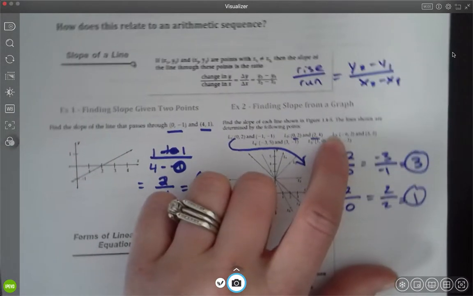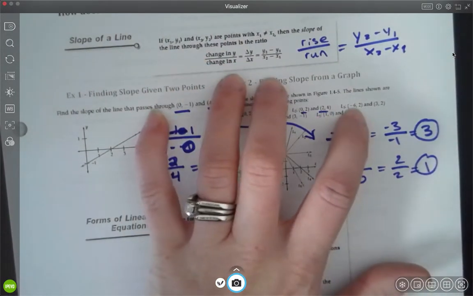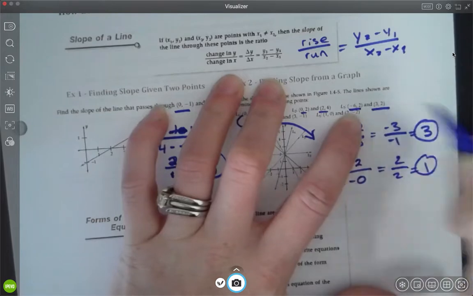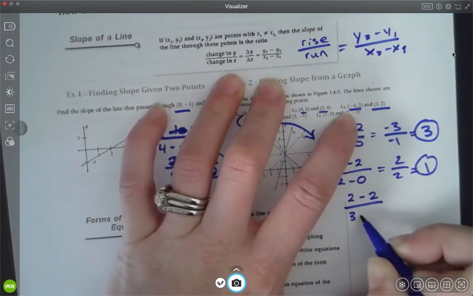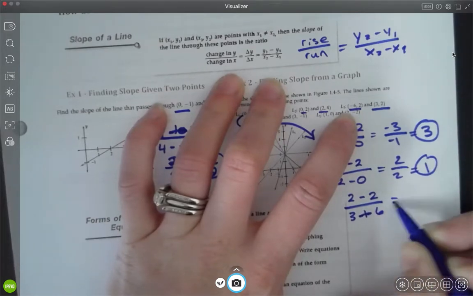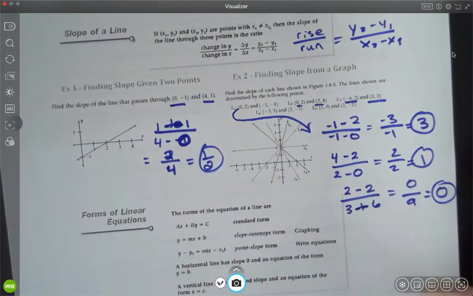No, we're going to do L3. We're going to do line 3, and then we'll skip the next 2, okay? Line 3. Those are my 2 coordinate points. So I have 2 minus 2 over 3 minus a negative 6, or 3 plus 6. So that is 0 over 9, which is 0. 0 divided by 9 is 0. So that guy has a slope of 0.